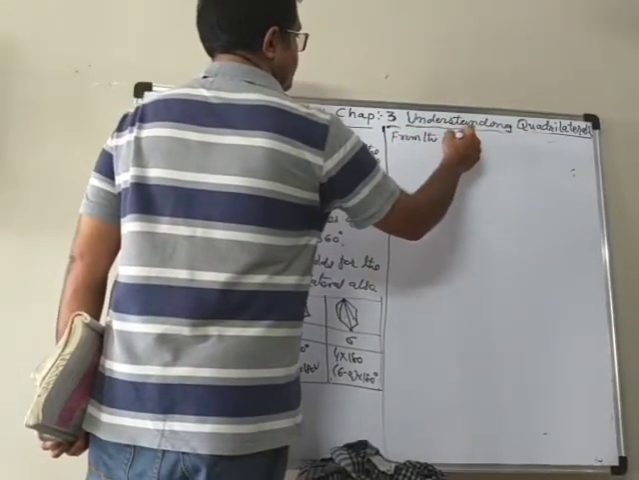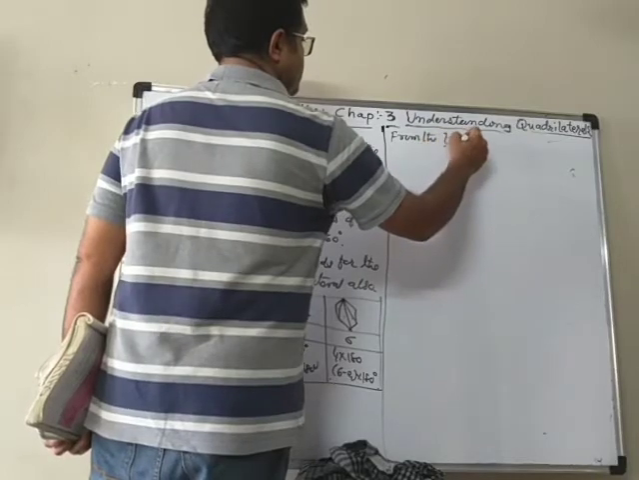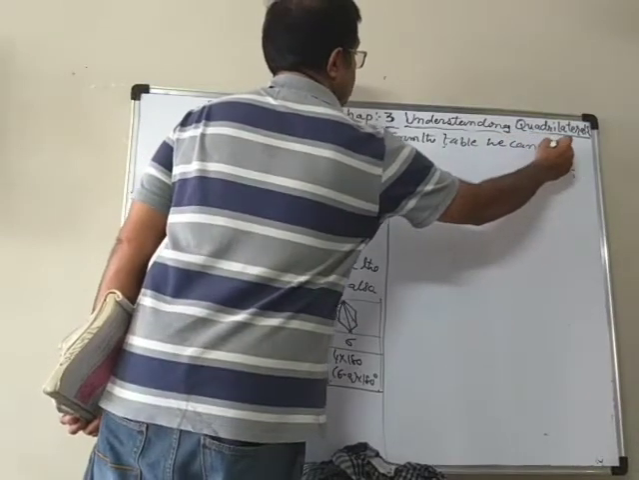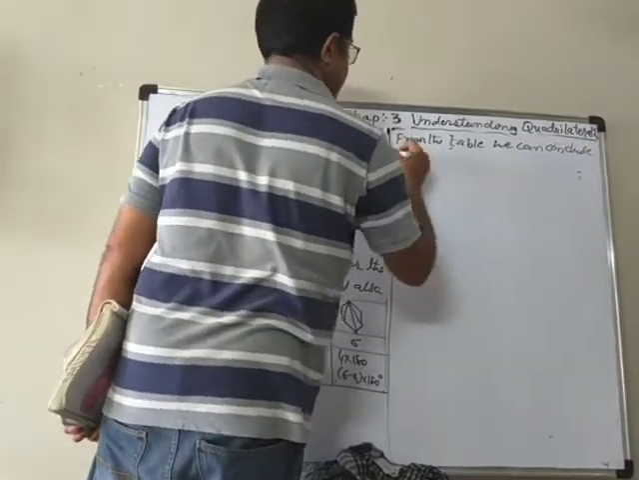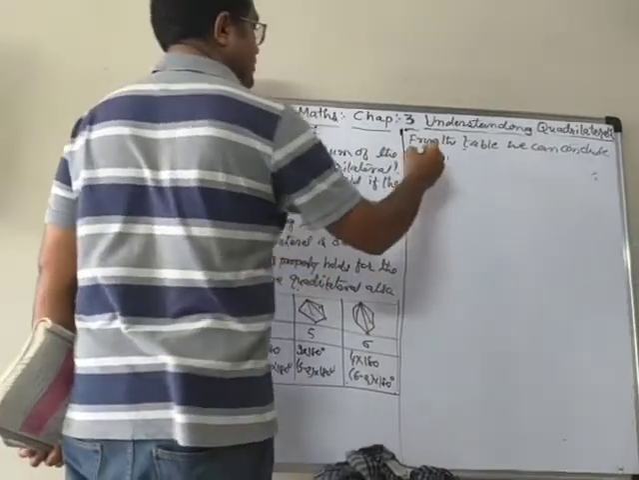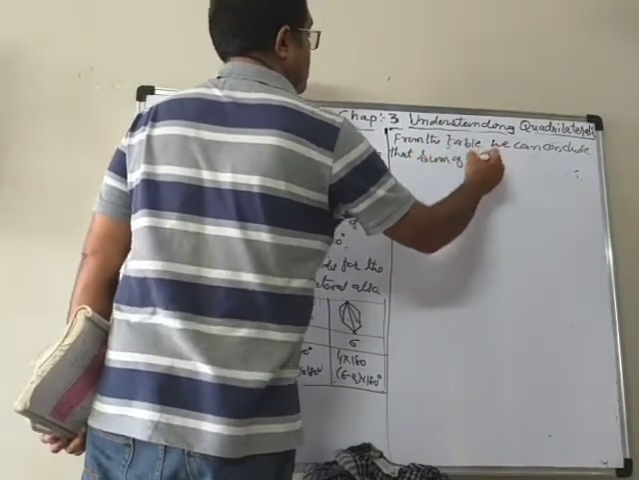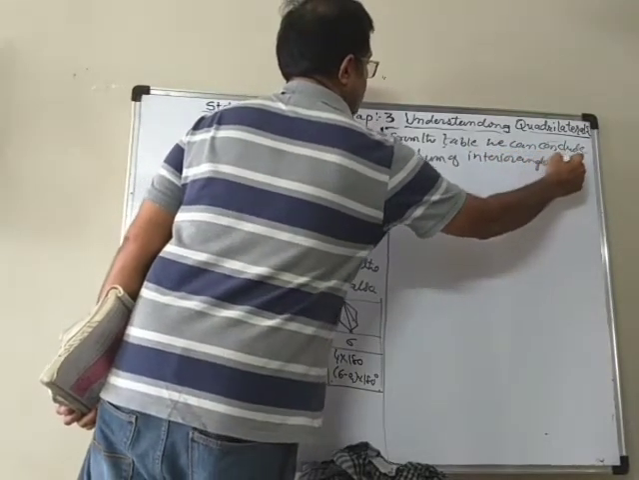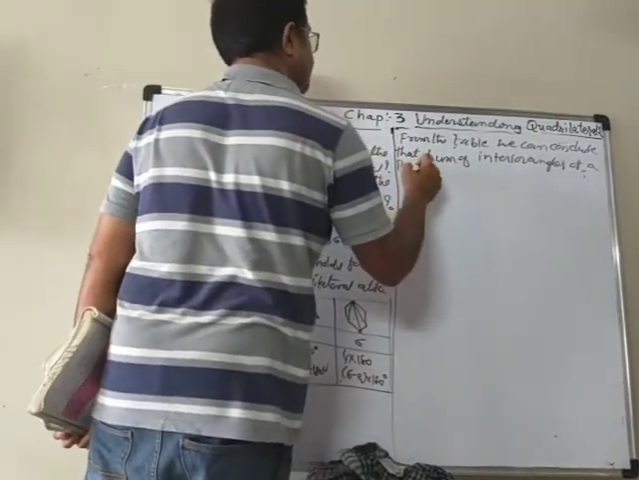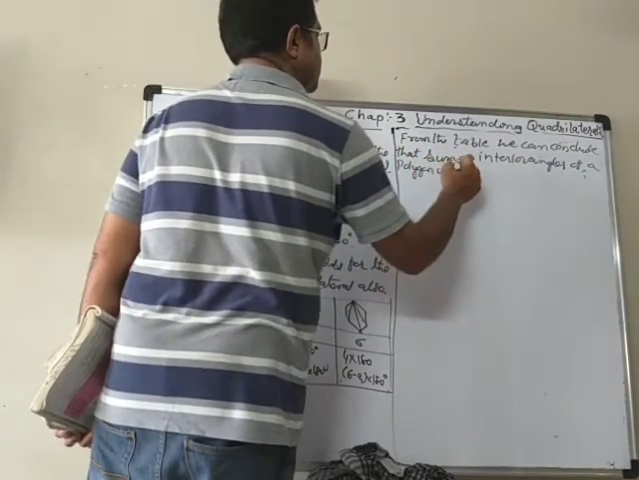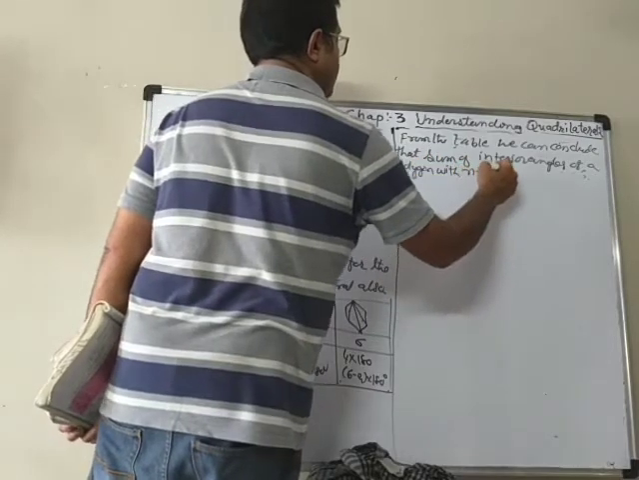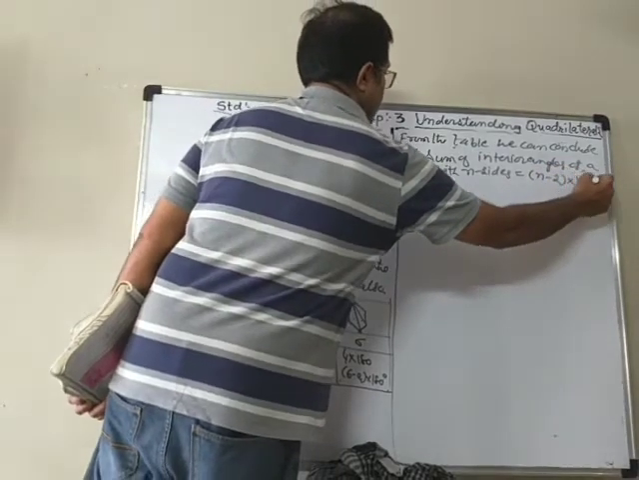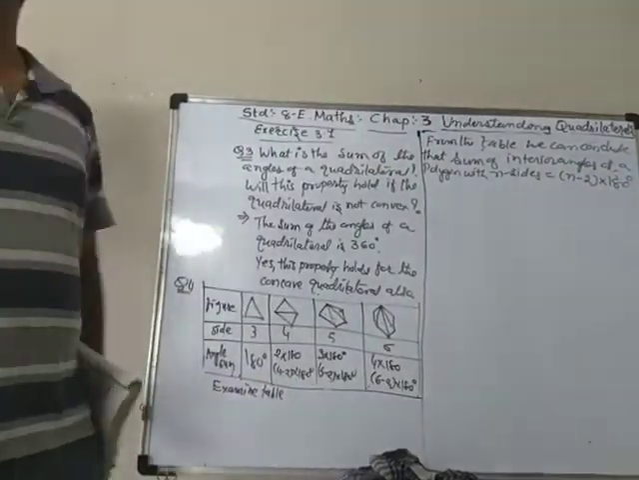So you can write down from the figure, from the table, we can conclude that the sum of interior angles of a polygon with n sides is equal to n minus 2 into 180 degree.